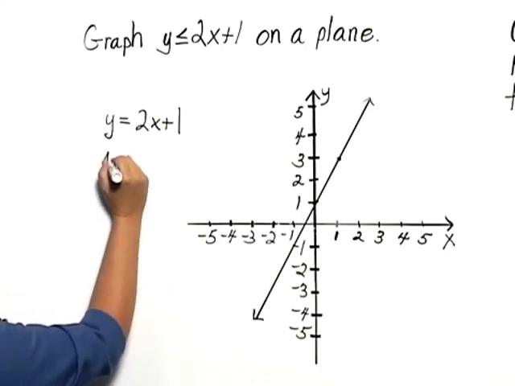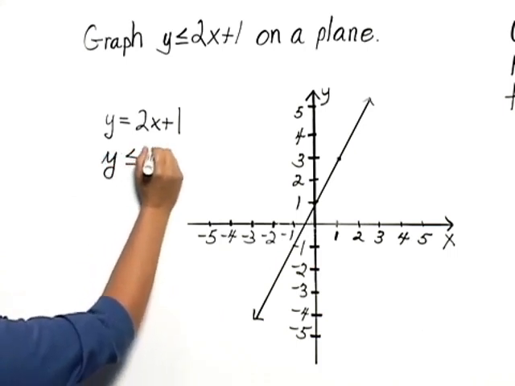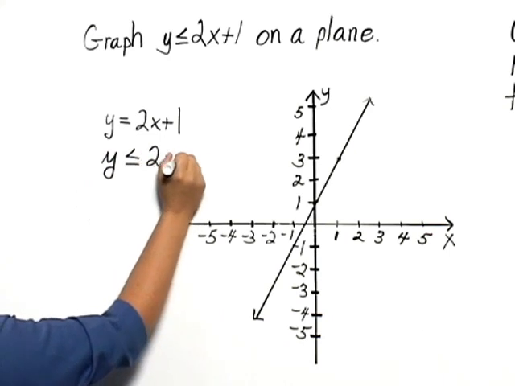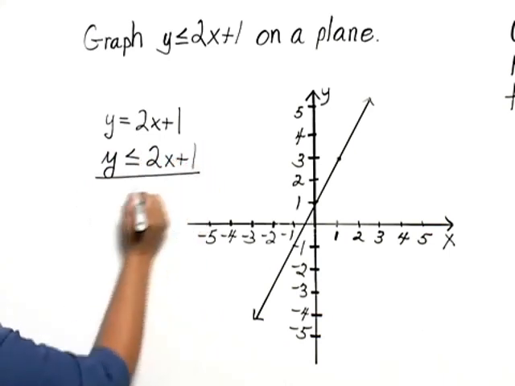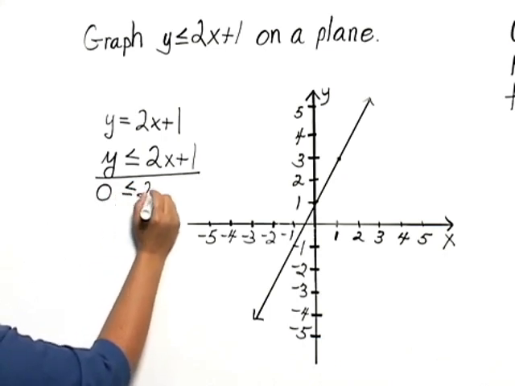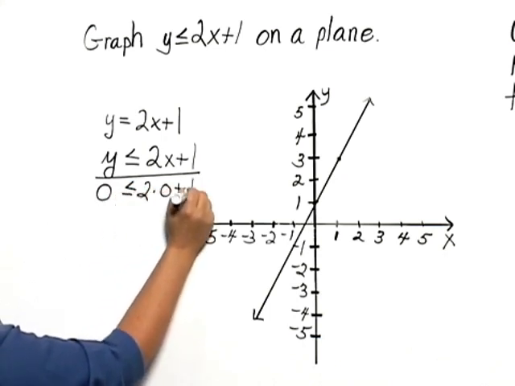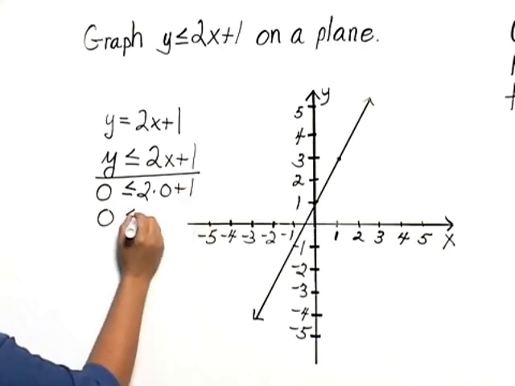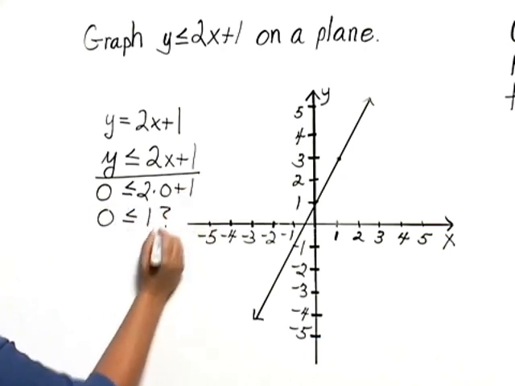We ask ourselves, we want to have y less than or equal to 2x plus 1. So we substitute (0, 0). Is 0 less than or equal to 2 times 0 plus 1? Or is 0 less than or equal to 1?